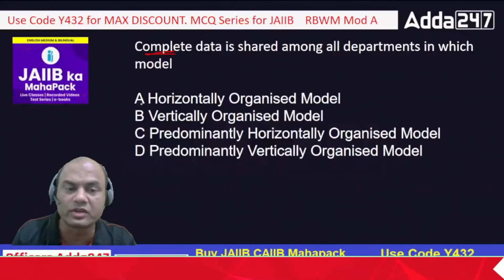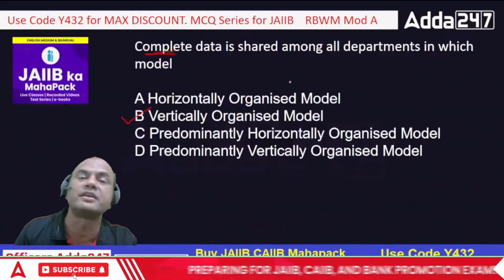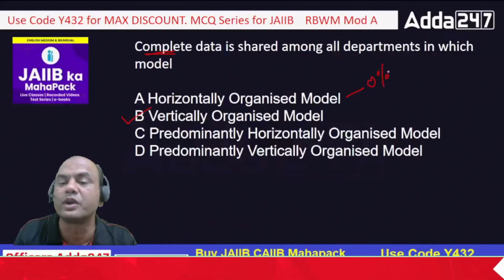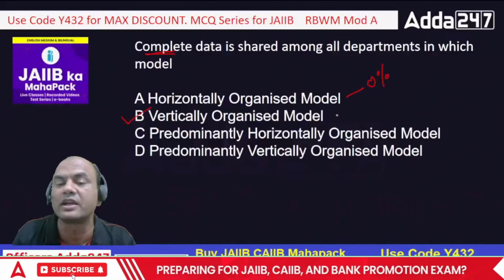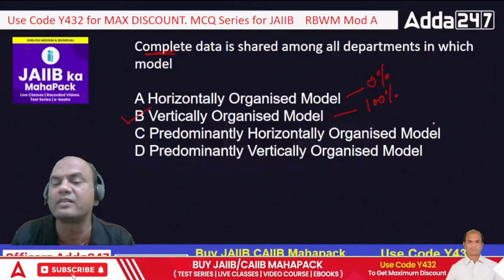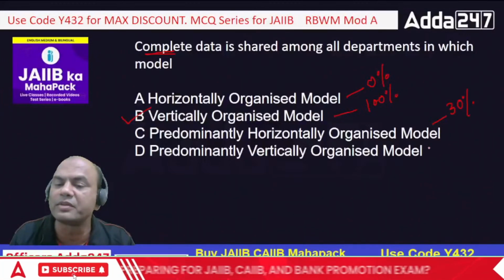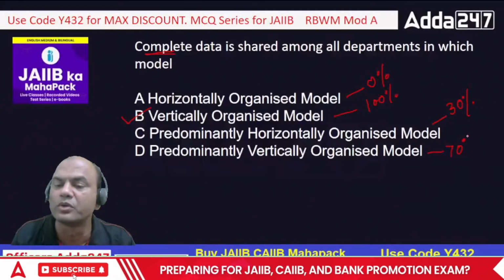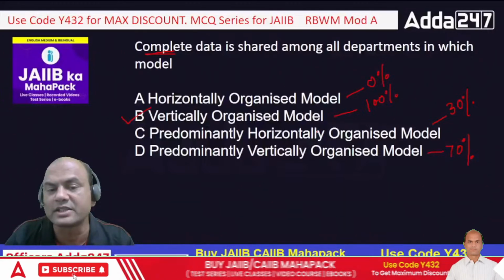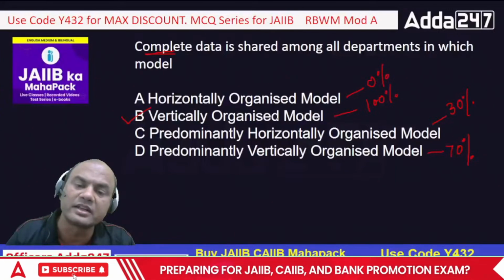Vertically. Vertically means 100% data is shared, isn't it? What did we say? Horizontally 0% data. Everyone, those who have joined now, horizontally 0% data is shared. Vertically 100% data is shared. PH, roughly we'll call it 30%, and PV, roughly 70%. Most of the data is shared in PV, less data is shared in PH, 0 data is shared in horizontally, and 100% data is shared in vertically.